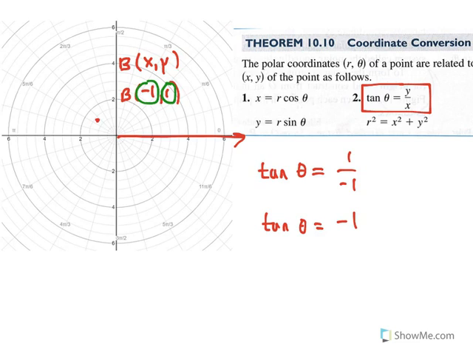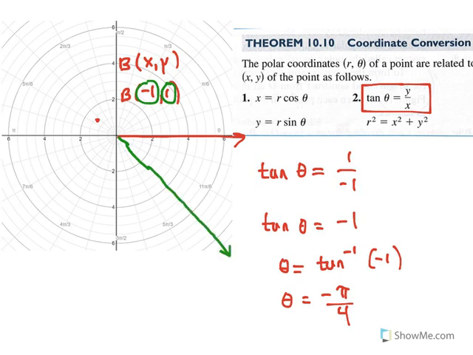Now if you solve for theta using the arctangent function, you'll have theta is equal to the inverse tangent, or the arctangent, of negative 1. And the angle that you get is actually going to be negative pi over 4 radians. So you will get this angle. And you'll notice that point B is not on the terminal side of the angle. It is actually on the ray that's opposite the terminal side of the angle. So if you are going to use this angle, your r value would have to be negative.